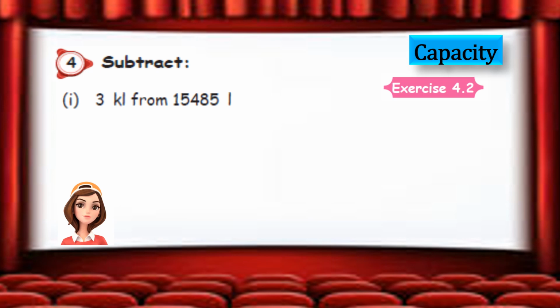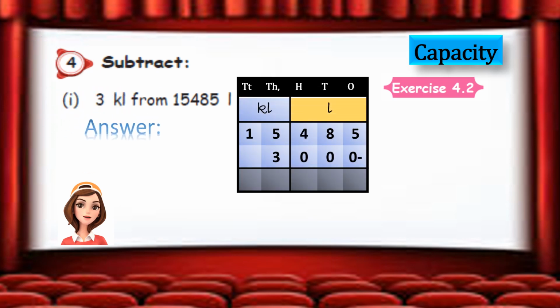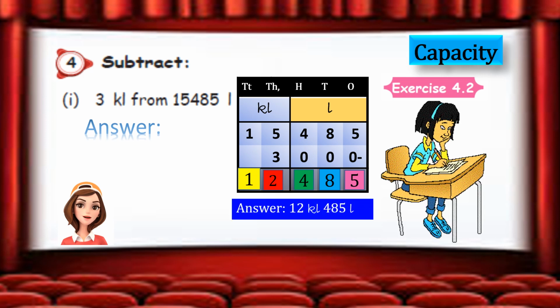Clear ma? I'll give the answer here with the tabular column like this. So liter must be at the top most. Okay? So the last 3 digits will come in the liter column. After that kiloliter. Fine. So 3 kiloliter as usual start from here. Now as usual let us do the subtraction. 5 minus 0, 5, 8 minus 0, 8, then 4 minus 0, 4, 5 minus 3, 2 and 1 must come down. That's it. Very easy. So 12 kiloliter 485 liter. Fine.